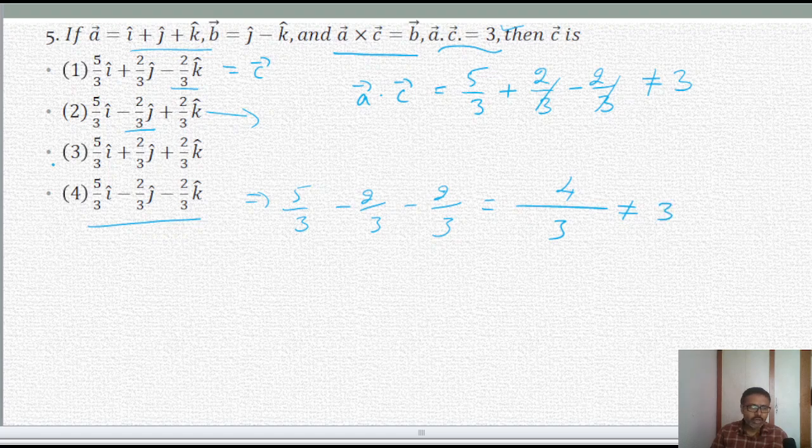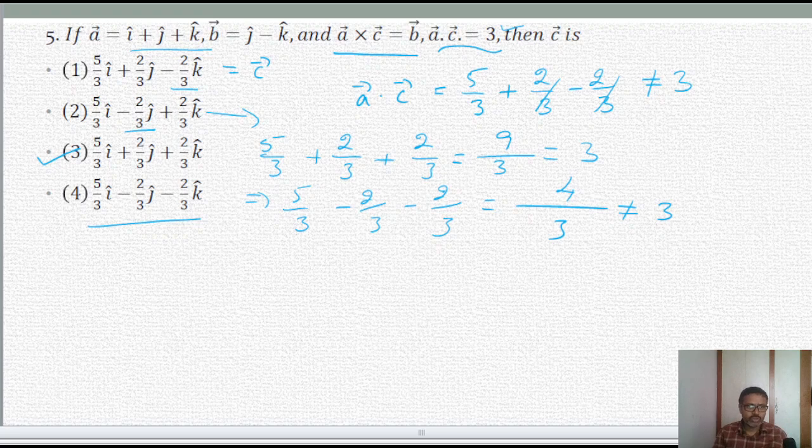And see, only one option satisfies this condition, that is option 3, which gives you the dot product 1 into 5 by 3, 5 by 3, 1 into 2 by 3, 2 by 3, and again 1 into 2 by 3 is 2 by 3. So 3 is the LCM, adding all those terms, the numerator is 9. So your answer is 3. So no need to go with cross product or anything else, because only one option is satisfying the condition of the dot product. I can just tick option 3 and move on.